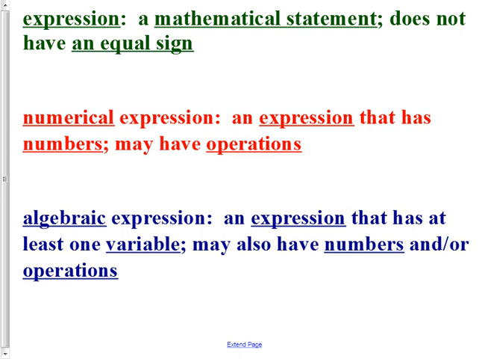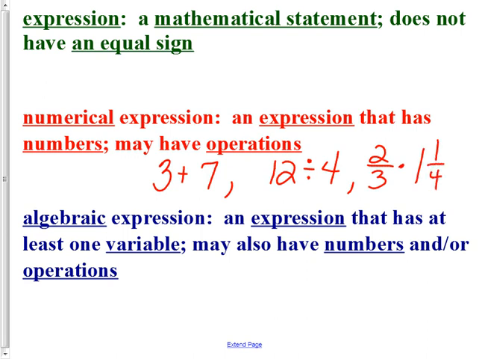A numerical expression is one like the examples I just gave you. It's an expression that has numbers. It may also have operations. So, for example, 3 plus 7, 12 divided by 4, 2/3 times 1 1/4. Those are all numerical expressions. And I could have as many operations as I wanted. I can even have exponents. So, for example, 7 squared. That's a numerical expression because it has numbers and it can have operations in it as well.